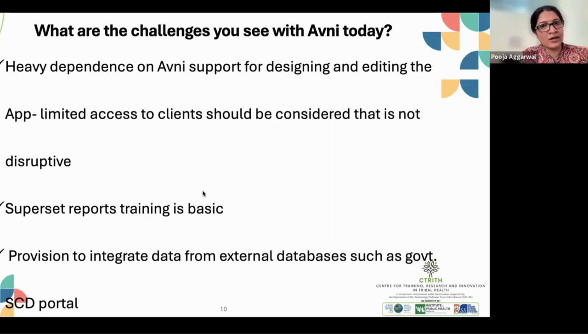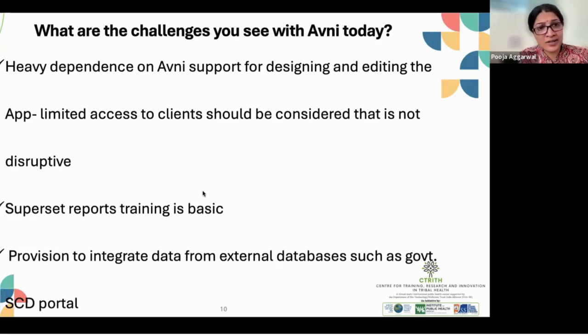But I would like to see that in the future Avni comes with limited access for the client, where they can make at least the superficial or cosmetic changes, the way the Avni forms look, which will be quite useful for us.